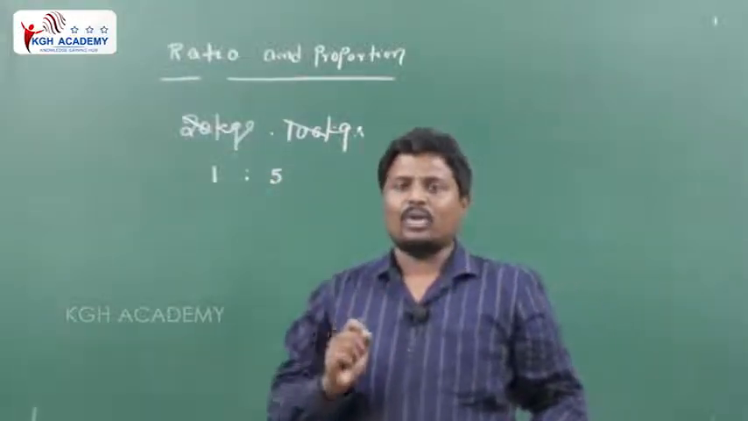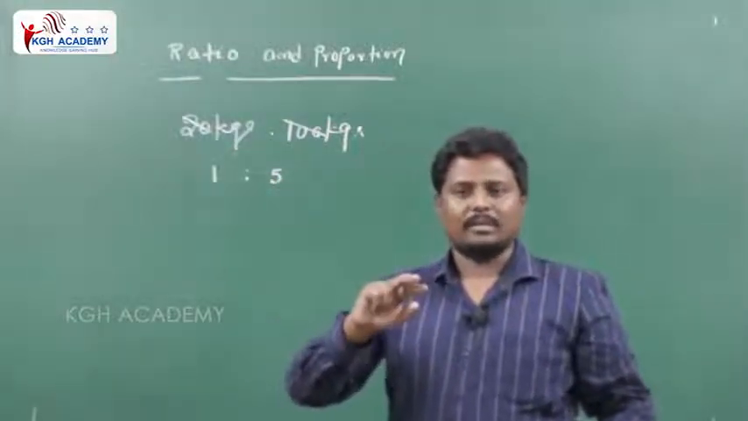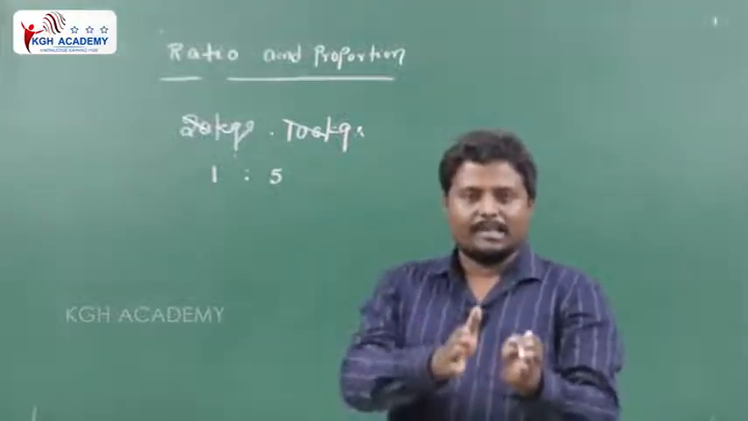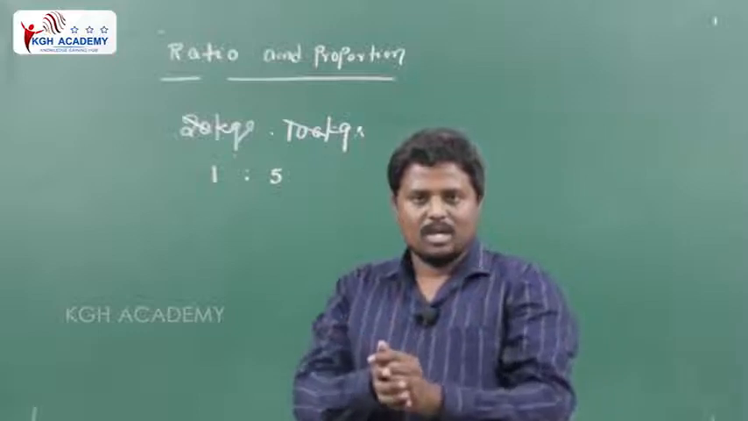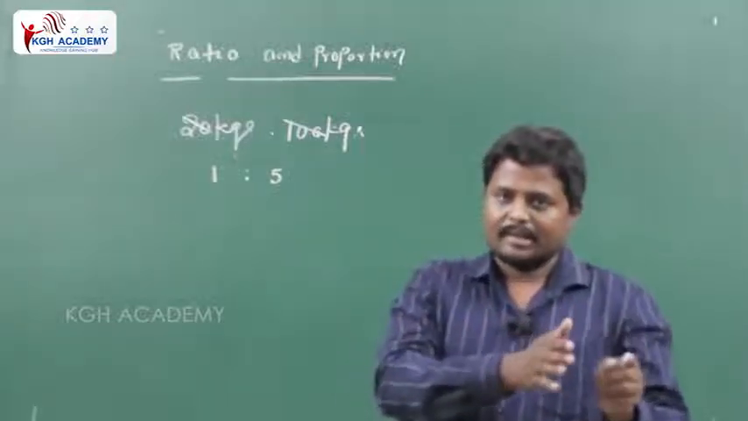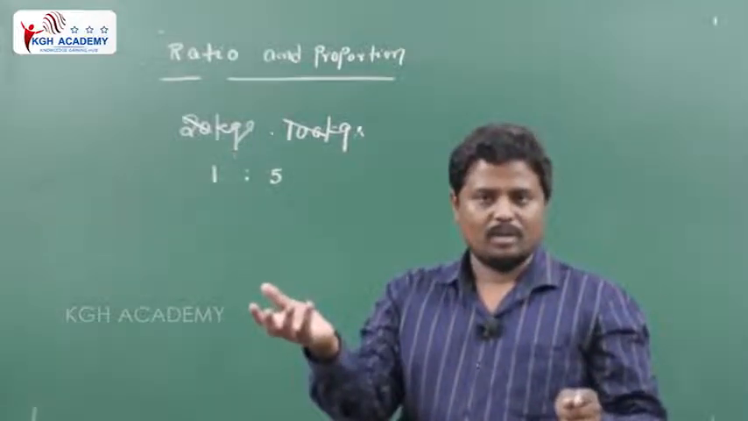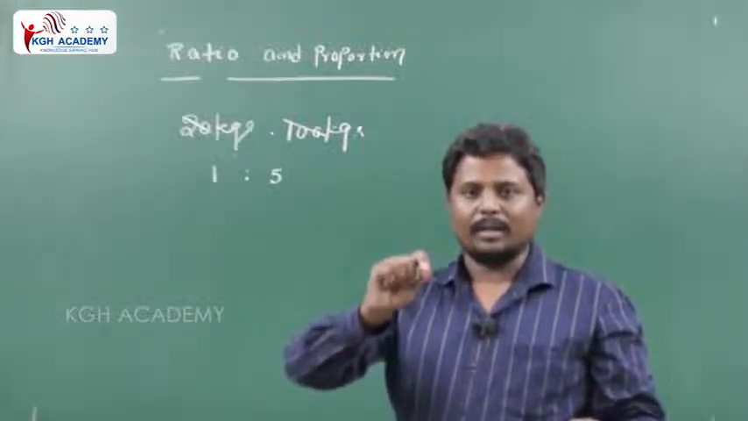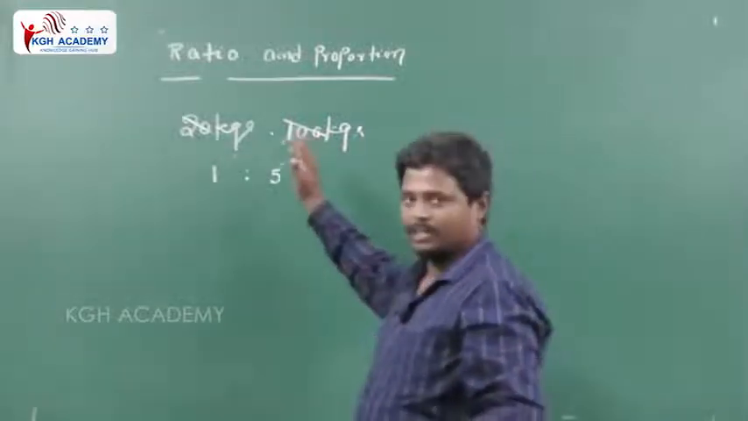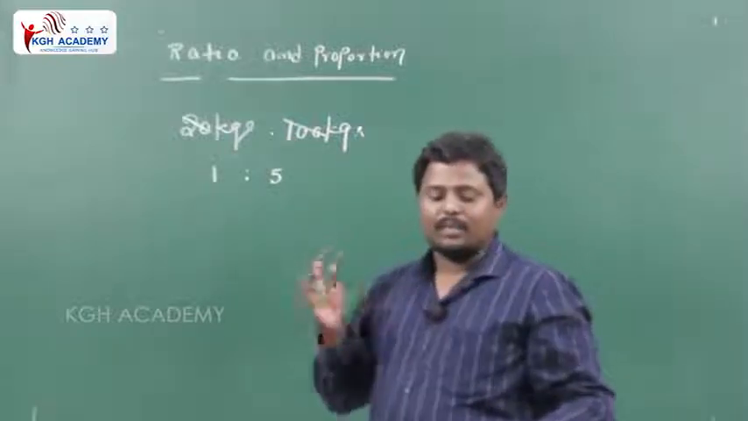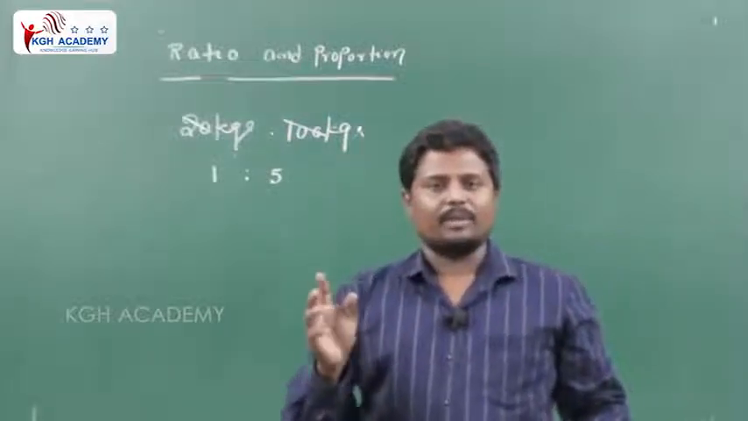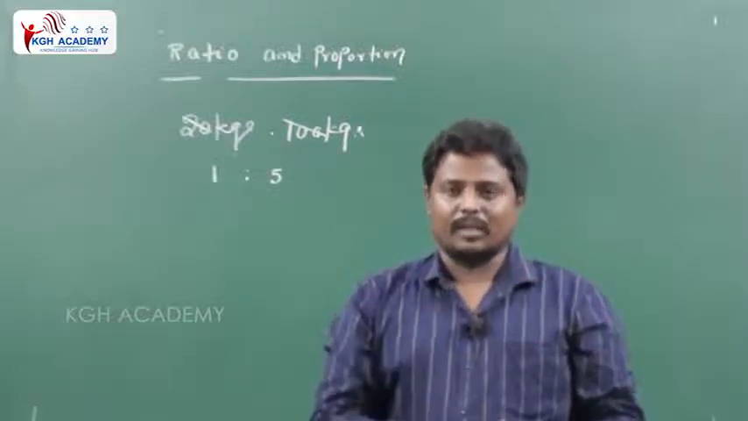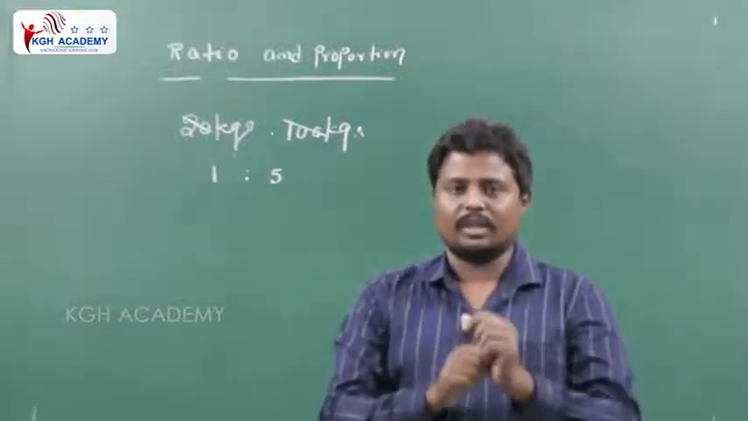This is the point. If you compare any two numbers, the two numbers must be of the same kind. If the first one is in rupees, the second one must be in rupees only. If the first one is in paisa, the second one also in paisa only. If the first one is in grams, the second one also in grams only. This is the ratio definition. For example, if you take 20 rupees and 30 rupees, what is the ratio between 20 and 30? Take the common factor.